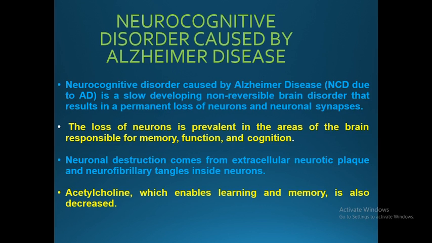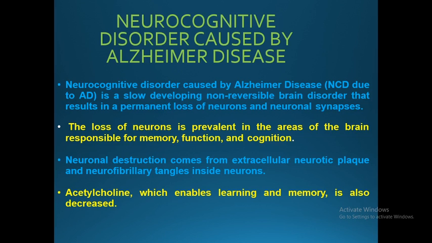Then the next condition is neurocognitive disorder caused by Alzheimer's disease, or NCD due to AD. That's a slow developing, non-reversible brain disorder that results in permanent loss of neurons and neuronal synapses. Okay, pay attention. Slow developing and non-reversible. Now these things are chronic.